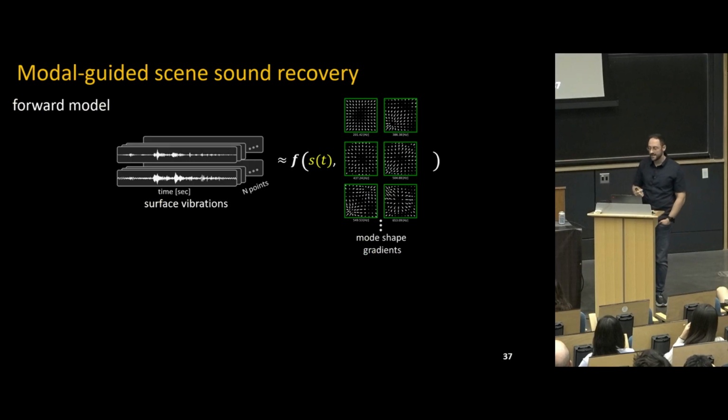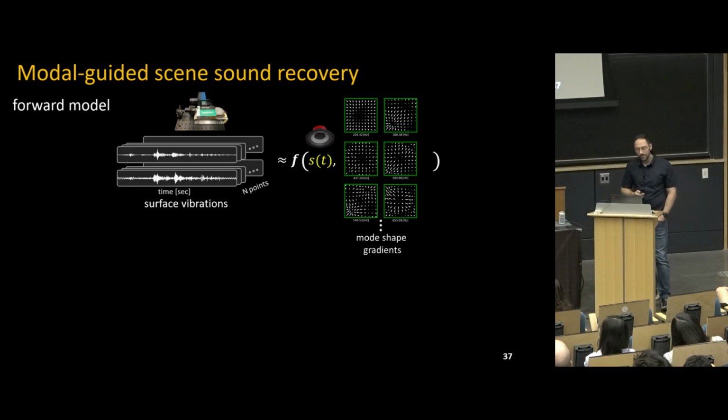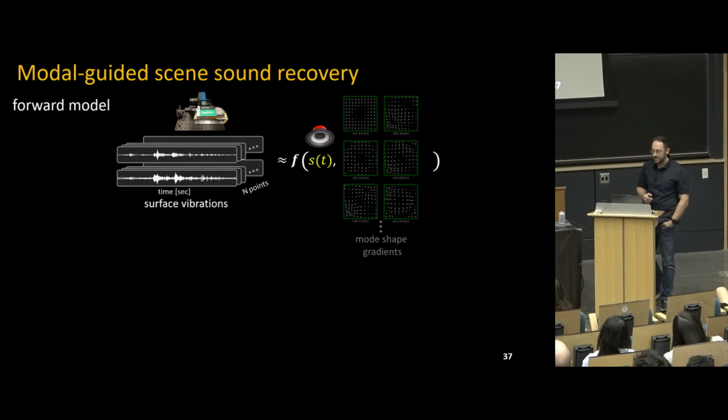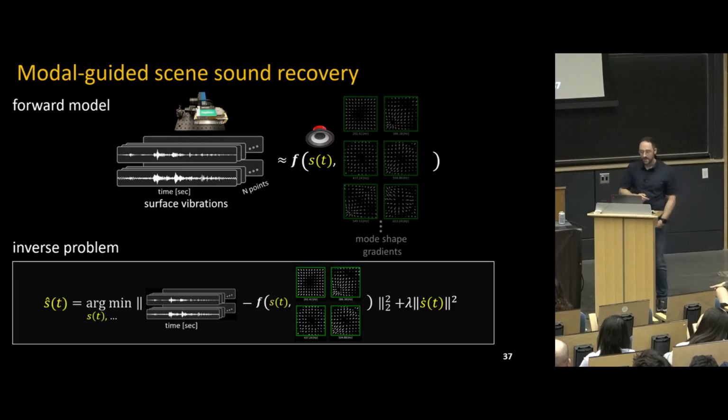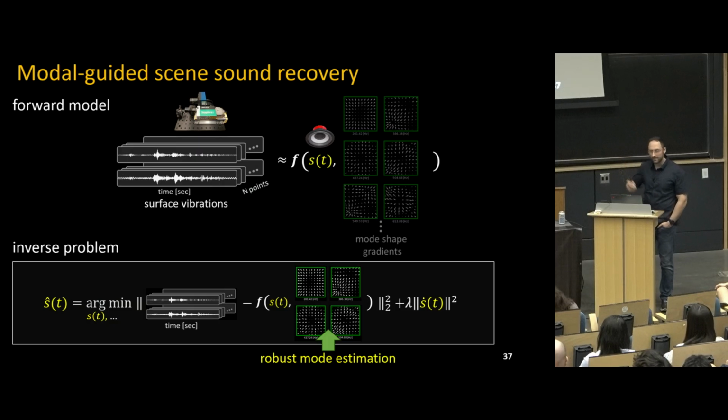So in the paper, we do this implicitly by deriving a physics-based forward model that connects the surface vibrations that we measure to the scene sound via the object's vibrational modes, which is a special set of frequencies and vibration shapes that span the object's vibrations. And now, of course, once we have the forward model, we can recover the scene sound by inverting it. While the modes, which are the key component in this solution, are estimated from the raw vibrations. So that's the gist of our solution.